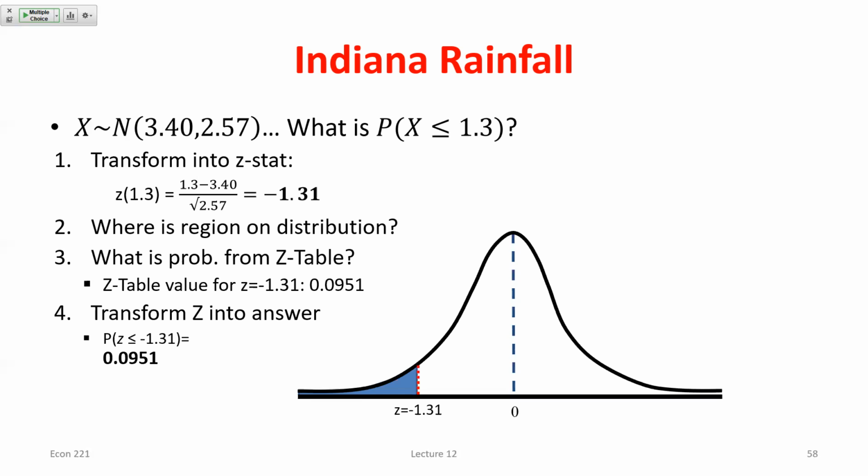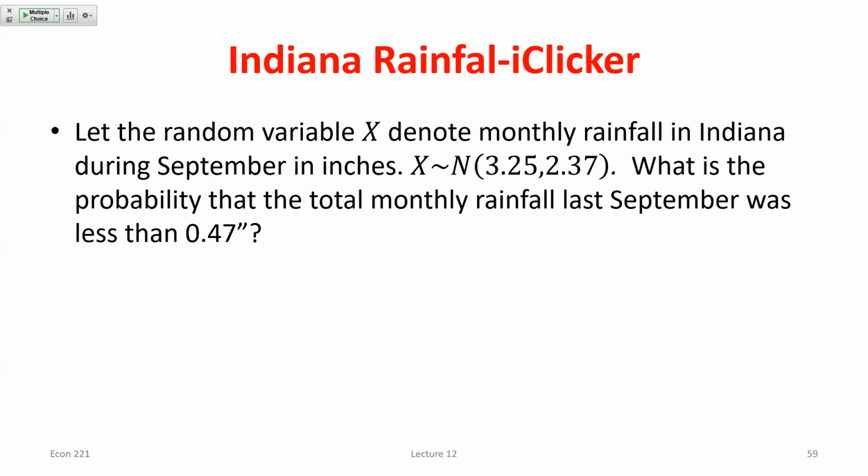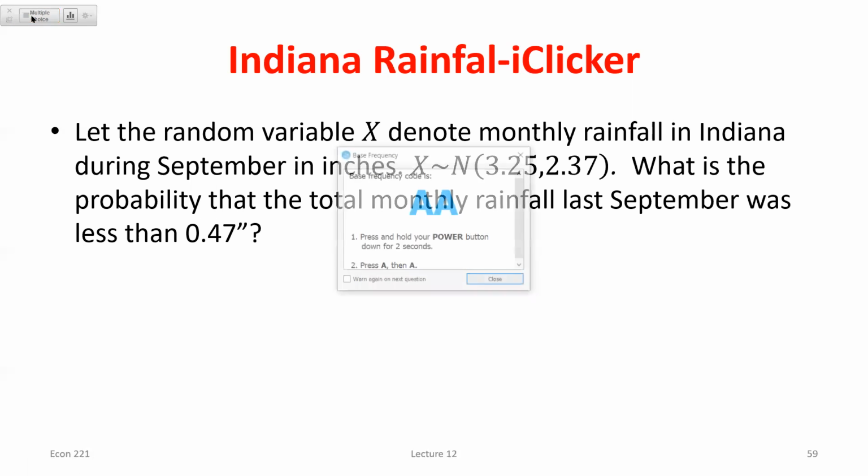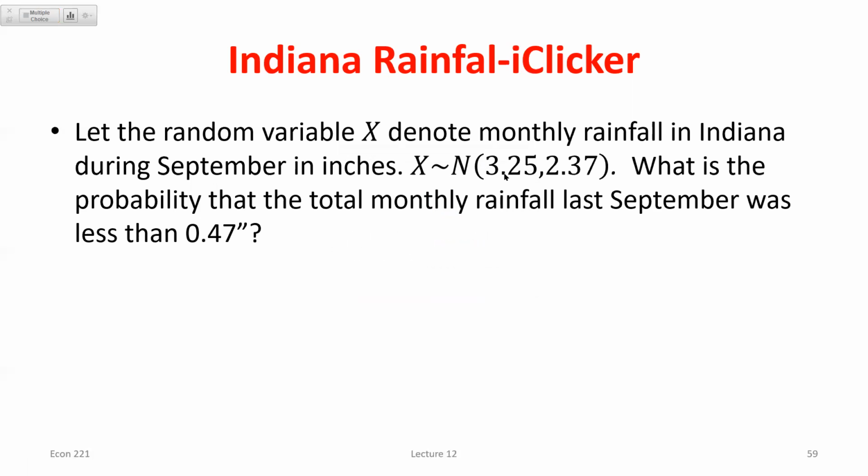All right, so that's the one that we just worked through. So instead, this was actually last September, so this one's pretty relevant. September 2020. We know that within a month, the rainfall is pretty normally distributed as well. So let's say we're looking at September rainfall, and we've got the mean of 3.25, the variance of 2.37, and I want to know what's the probability I saw rainfall be as low as 0.47. So once again, we're looking for the probability of being less than a certain value.